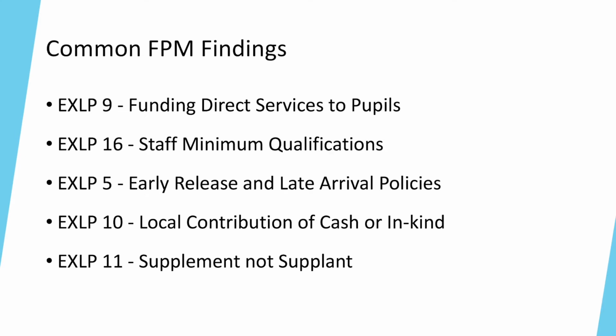The CDE EXLD has created a list of common FPM findings. The top 5 most common findings are funding direct services to pupils, staff minimum qualifications, early release and late arrival policies, local contribution of cash or in-kind match, and supplement not supplant. Please contact your regional consultant for EXLP resources and for additional information on these items.